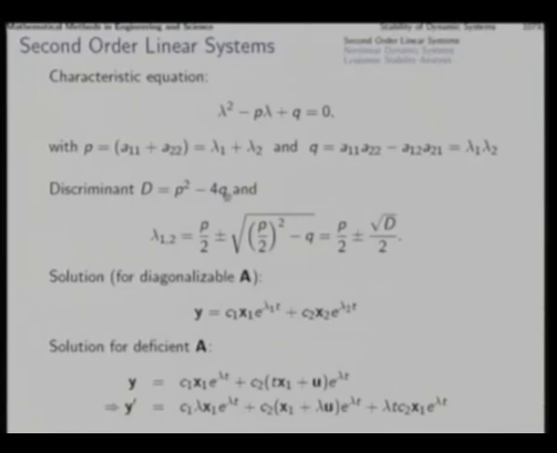However, with positive q, its absolute value will be less than this part, because q is positive. So, p square minus 4q is certainly less than p square. Therefore, its square root, even if positive, will certainly be less than p in magnitude. That will mean that this plus minus sign will not play a role in the final sign of lambda. The final sign of lambda 1 and lambda 2 will be decided by the sign of p.